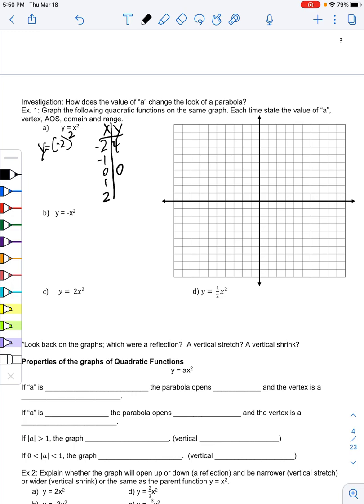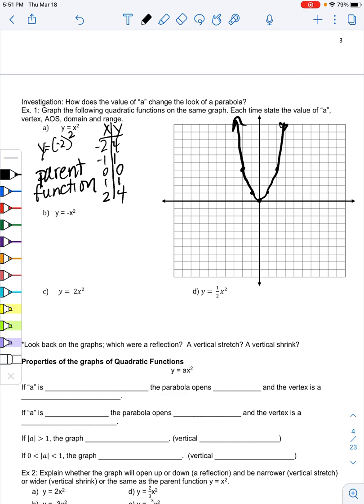Do the same thing if I put the -1 in there. -1 squared is going to be a positive 1. Positive 1 squared is positive 1. And positive 2 squared is 4. So for my parent function, I have 0, 0, 1, 1, 2, 4, and then I also have -1, 1, and -2, 4. Okay, so this is the general shape. It's kind of hard for me to do a good job drawing on the iPad, but that's the general shape of a parent function. This is the base from which everything else comes.